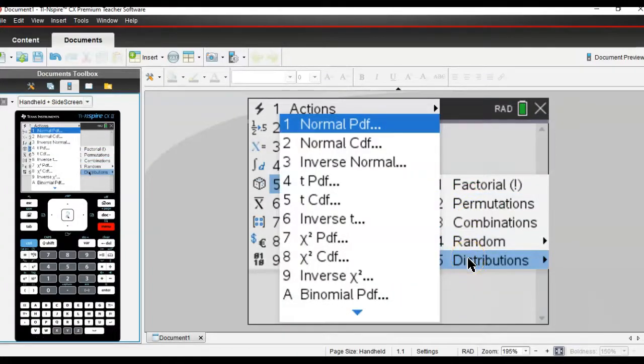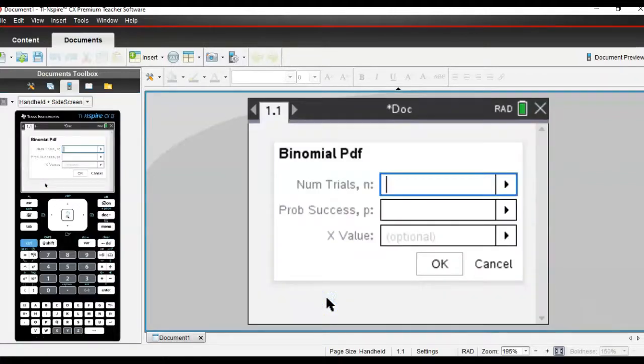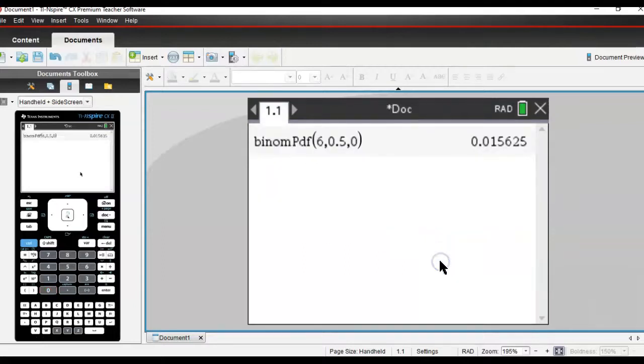And we are dealing with binomial stuff, and we said specifically PDF because this is a single probability that we are trying to calculate at the moment. There are 6 trials, there is a 50% chance of success, and we are looking at the probability of 0 successes. So what does that bring up for us? A relatively low probability. So we are talking someplace in the ballpark of 1.5%.